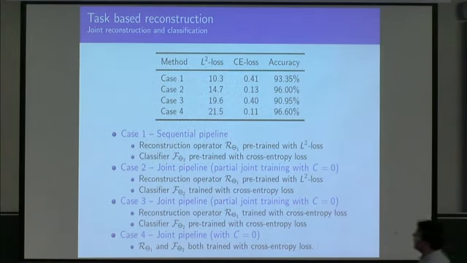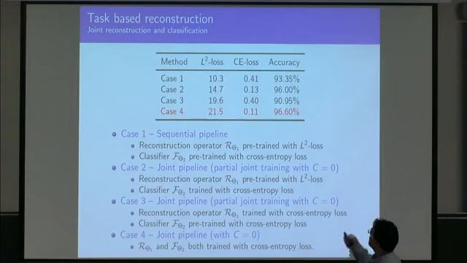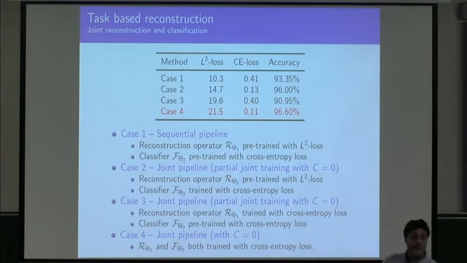We can do it in 4 different ways. The last one is the most sensible one when you do the joint training, but just take a look at this one. The first line is that you do them sequentially. They don't talk to each other. You do reconstruction followed by classification. Already that, still you get 93.3%. That's not bad. I mean, at least I don't think so.